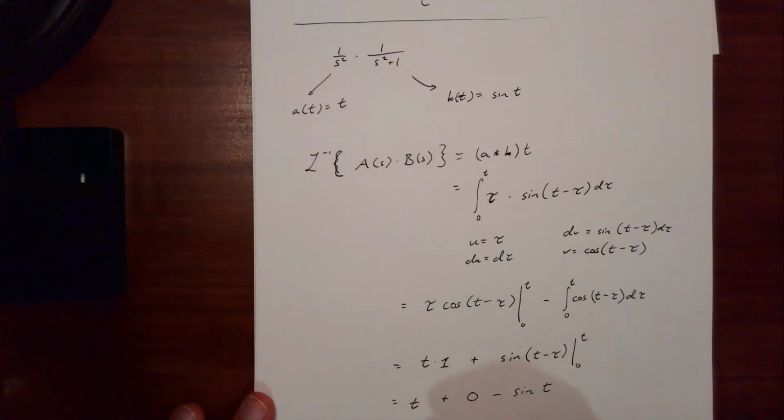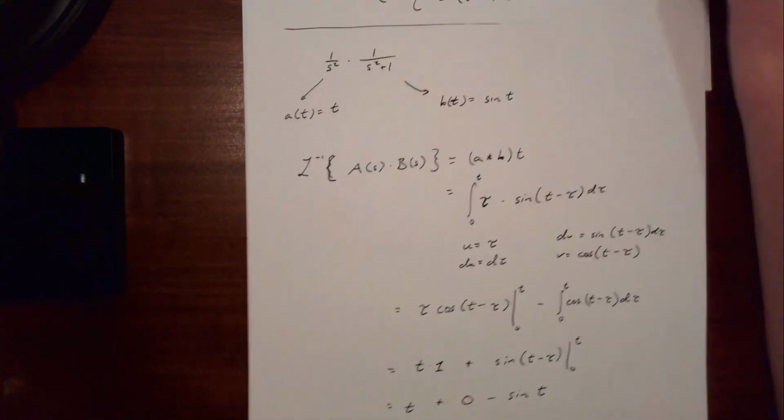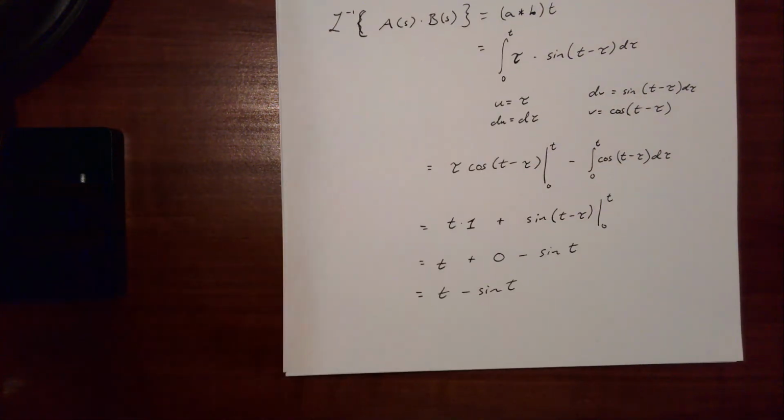So what do we get? We get t minus sine of t. So that would be an alternative approach to finding the Laplace transform for this particular expression. Now, once again, this is a case where partial fractions would have been easy, but there are times when it is more convenient to write it as a convolution.